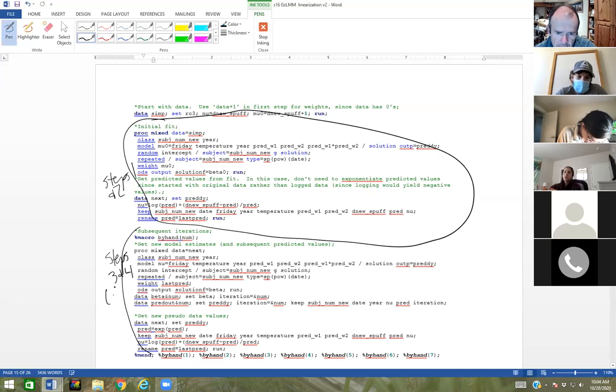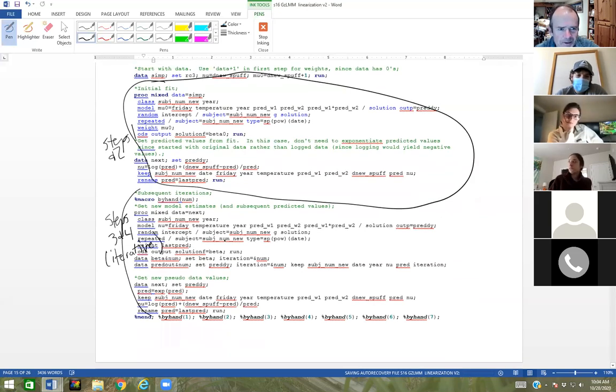And this is iterative. I probably could find a little better code to do this. I put it in a macro, and then I did it until I got convergence. It took me 7 iterations for these data. So iteratively, I use mixed to fit the estimates, and then I use those estimates to recompute the pseudo data, and I do that iteratively until convergence.